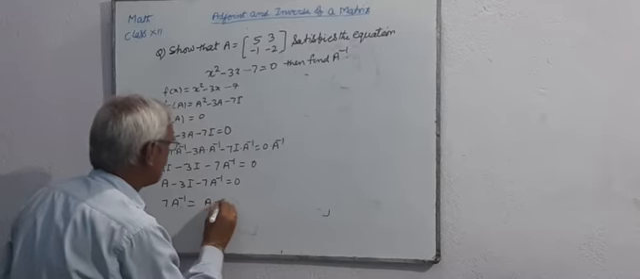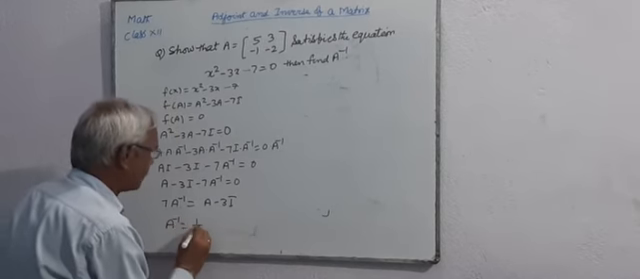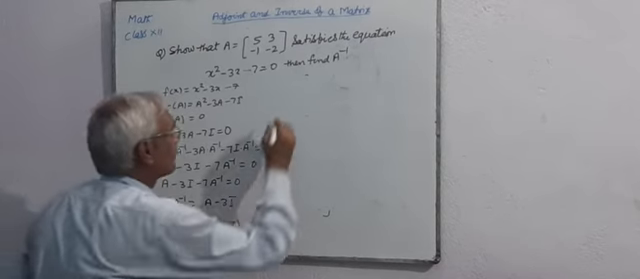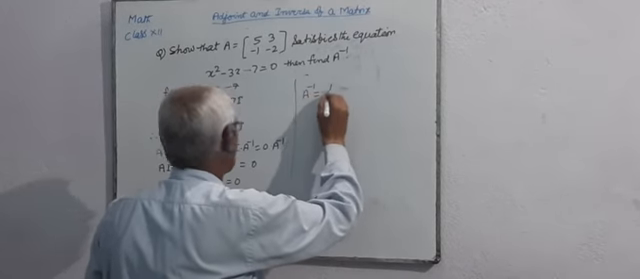So A - 3I - 7A inverse = 0, so 7A inverse = A - 3I, and A inverse = 1/7 (A - 3I).